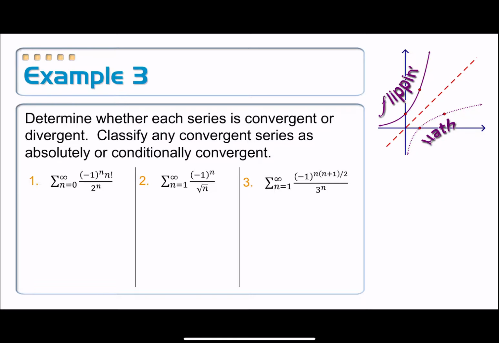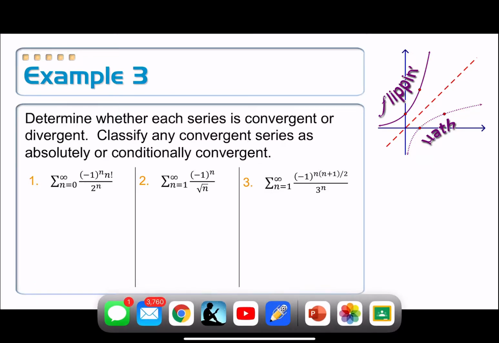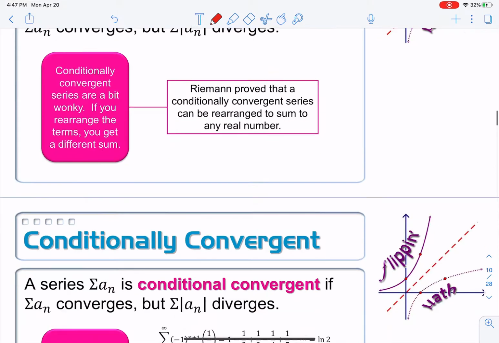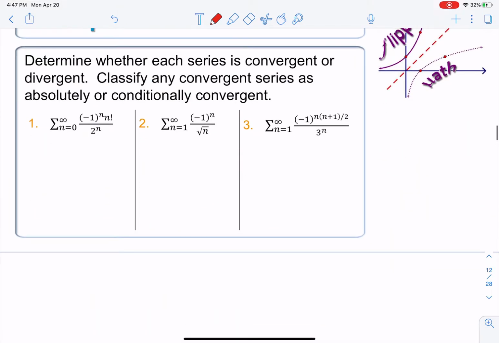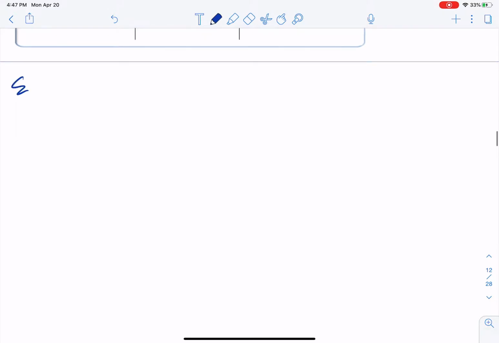All right, craziness aside, let's take a look at some examples where we're determining whether the series converges or diverges. And then if it does converge, we want to know, is it absolutely or conditionally convergent? Okay. All right, we're going to need some space here. We also need a blue crayon. Example.